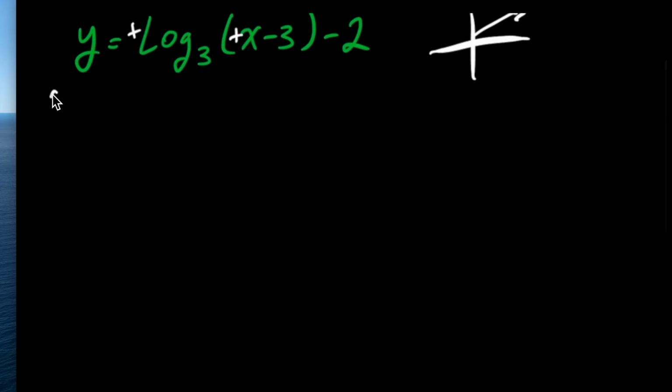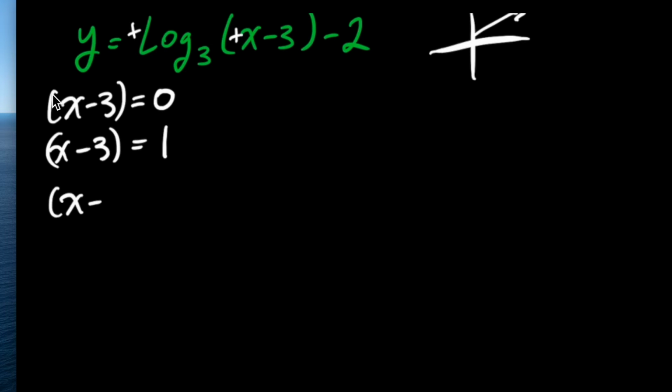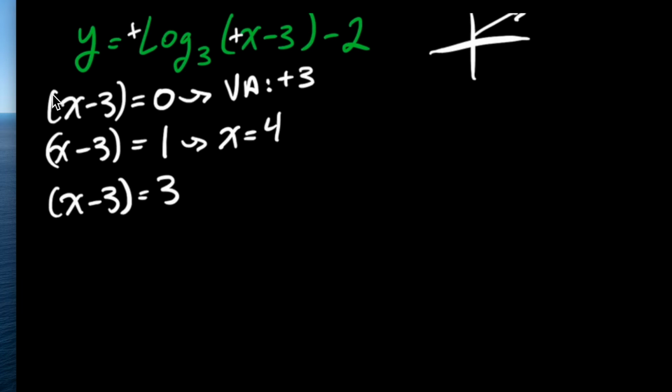First thing we do, x minus 3 equals 0, x minus 3 equals 1, and x minus 3 equals the base, which in this case is 3. Solve for x here. Our vertical asymptote is going to be at x equals positive 3. Here, when we solve for x, we get x equals 4. And here we have x equals 6. Let's plug this in to the original equation.